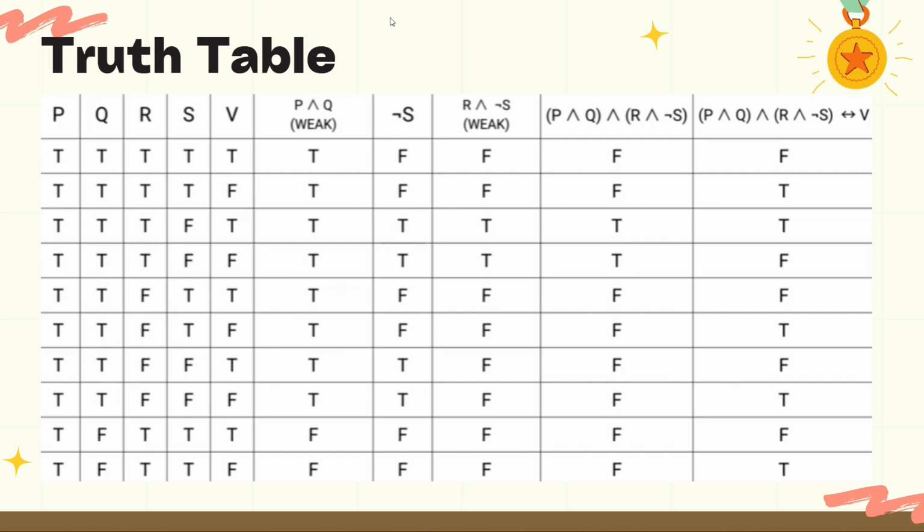To make the system easier to understand, we represent each condition using symbols. For P, the password has at least 8 characters. Q, the password has at least one number. And for R, the password has at least one unique character. For S, the password characters are consecutive. And for V, the password is strong. Since consecutive characters are not allowed, we negate S using not S.